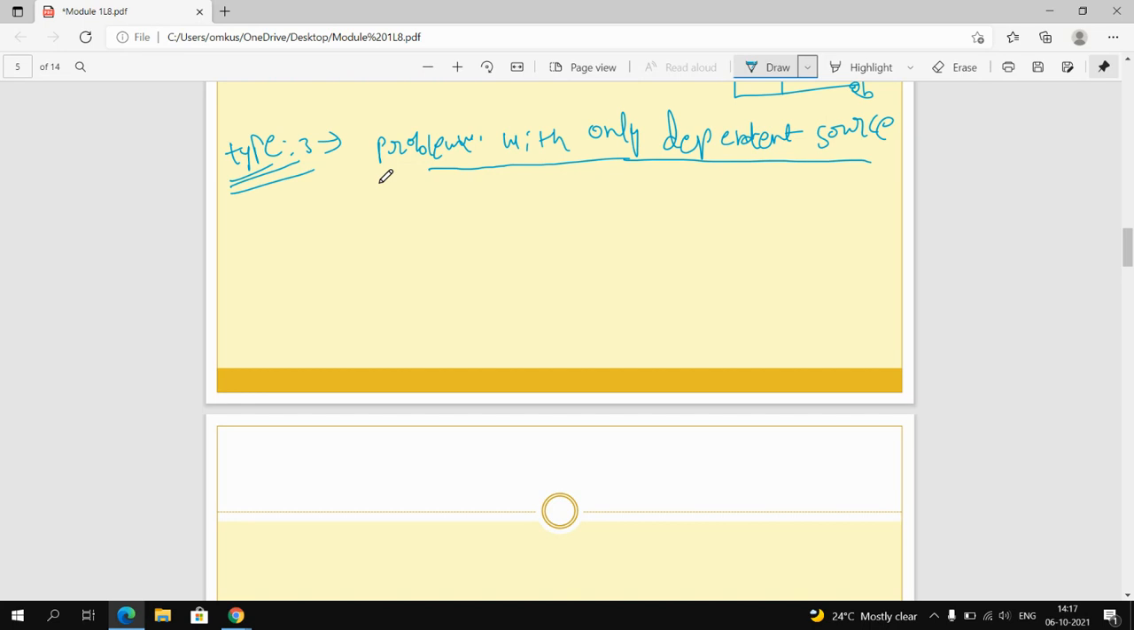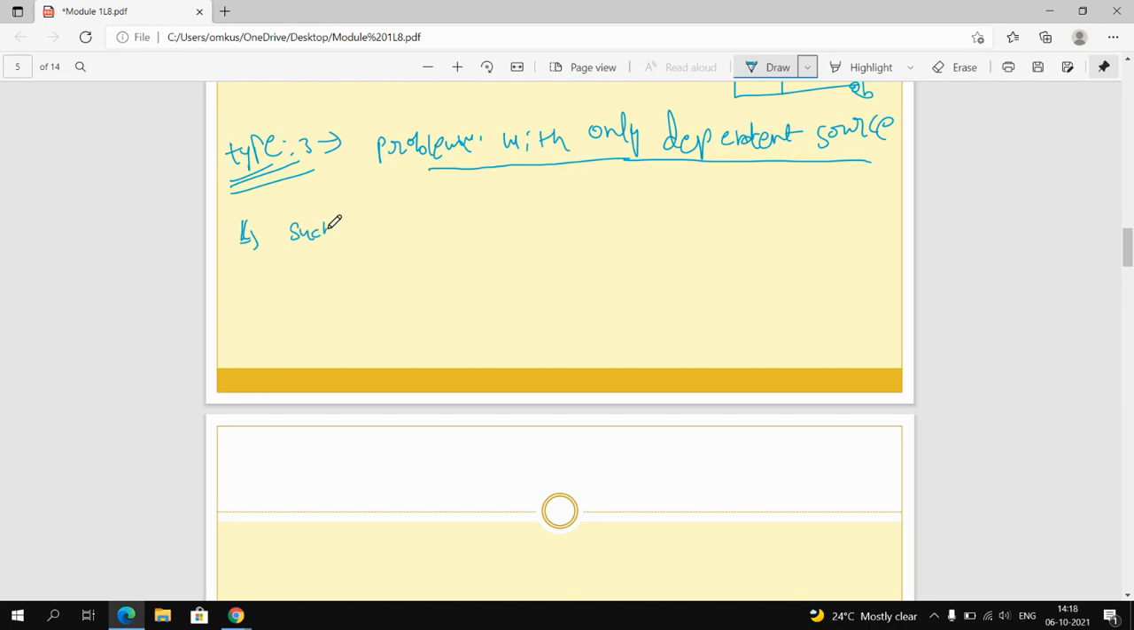So never be confused. This is an already excited circuit, and we remove the independent source. So that circuit is run by that dependent source. And you can easily observe it by applying some external known voltage or current source. See here, first of all, what is the statement here?